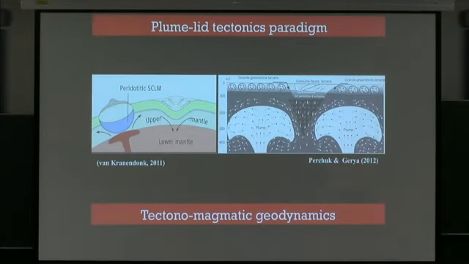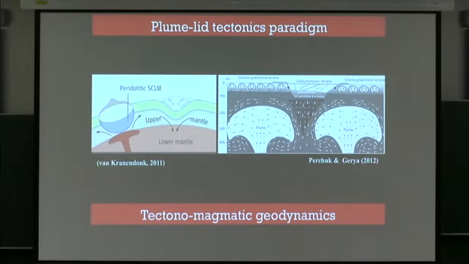So this plume-lid tectonic regime is a tectonomagmatic regime. To model it, we have to also explicitly take into account crustal growth processes.